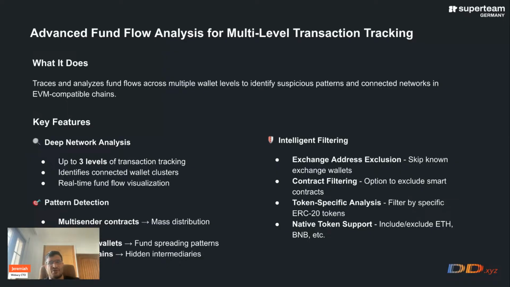Multi-sender contracts, so mass distribution schemes, disperser wallets, fund spreading patterns, and also exchange address exclusion, so skip known exchange wallets. We have contract filtering, with the option to exclude smart contracts and filter by different tokens. So this is a really cool feature of our API, of our product, that you guys should check out. And just one of the many things that customers love.